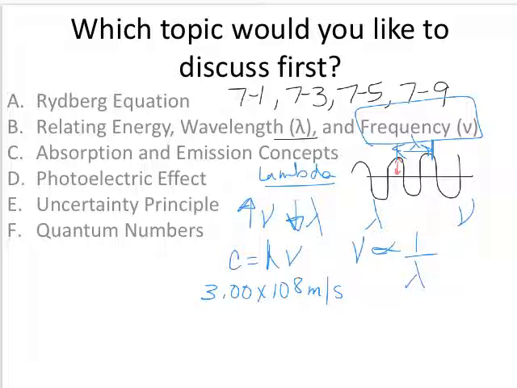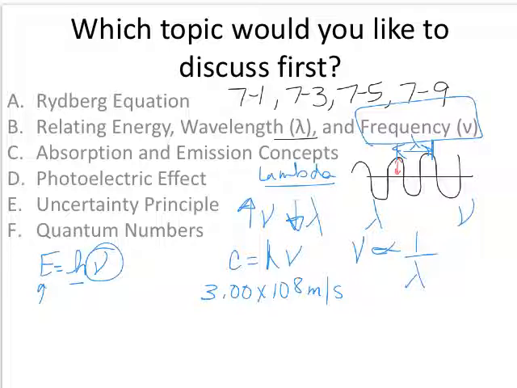The other formula you need to know for this chapter: E, your energy, equals h nu. h is Planck's constant, which is on the periodic table that you're given. Also, a lot of times you'll have the wavelength given to you in the problem, but you have to calculate the energy.